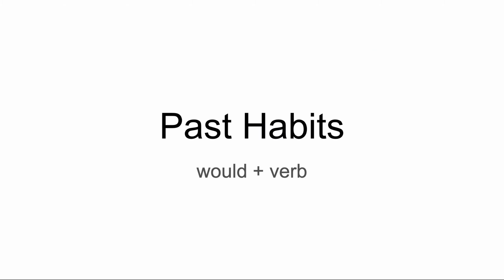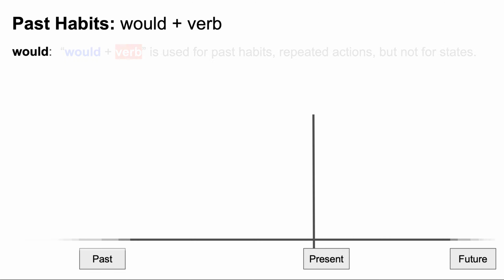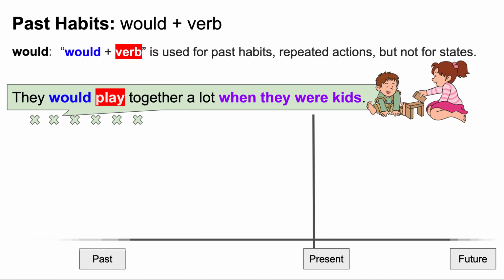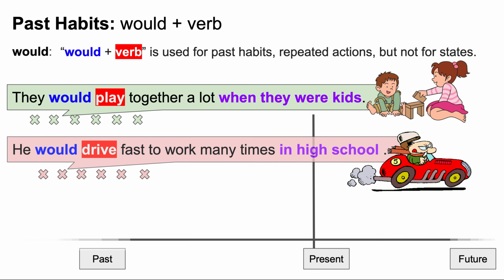Now let's look at would plus a verb. Would plus a verb is used for past habits, repeated actions, but it is not used for states. For example, they would play together a lot when they were kids. And he would drive fast to work many times in high school. The first is an example of a past habit, and the second is an example of a past repeated action.